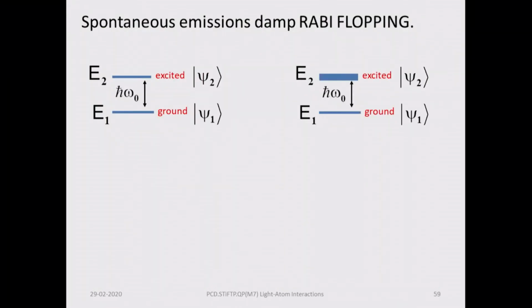So we are now working with a two-level system, and we have to come to terms with the fact that if you accept that the excited state has a certain width and a certain lifetime, then there will be a decay, and there is a spontaneous emission, and this would damp the Rabi flopping, the Rabi oscillations.